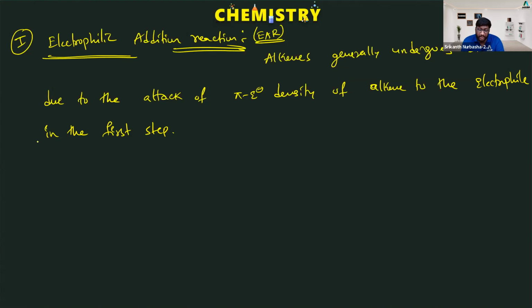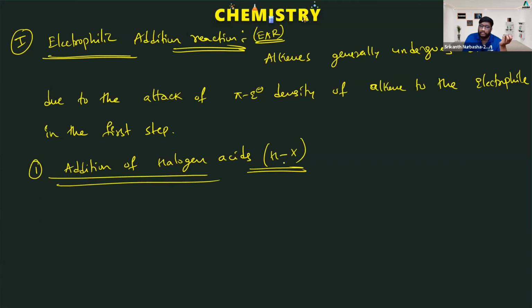Let us talk about different types of reactions of alkenes where they are classified as electrophilic addition. First type of reaction is addition of halogen acids. Halogen acids are what species? HX. Let us take an alkene and try to add the halogen acid HX to that particular alkene. Let us take a simple alkene CH3 CH double bond CH2 and we are trying to add HCl. What will happen in this scenario?